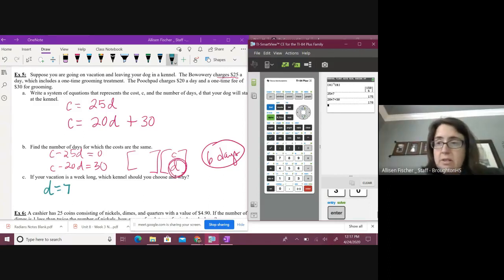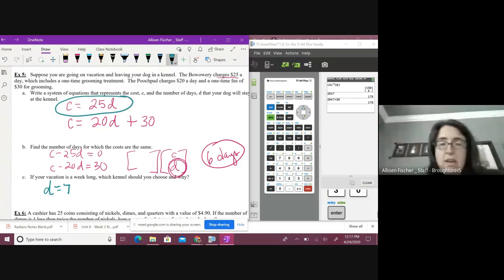All right, so if your vacation's a week long, I substituted in the 7 into my handy dandy little calculator. The first one up here, even though it's $25 a day, once you go past 6 days where the costs are the same, the one that's $25 a day that includes the one-time grooming treatment ends up being cheaper in the long run. So you should choose the Bow Wowery.